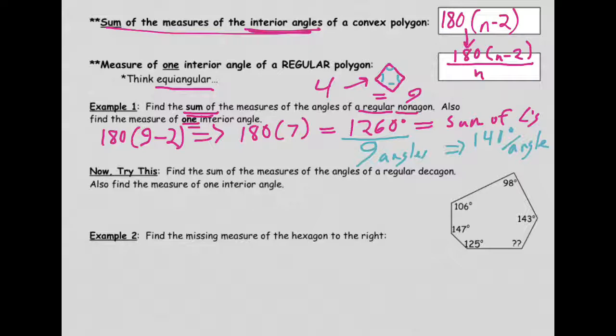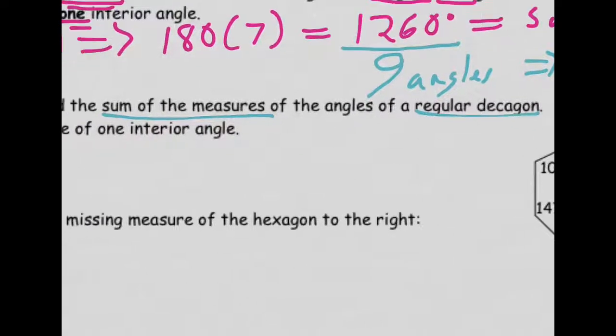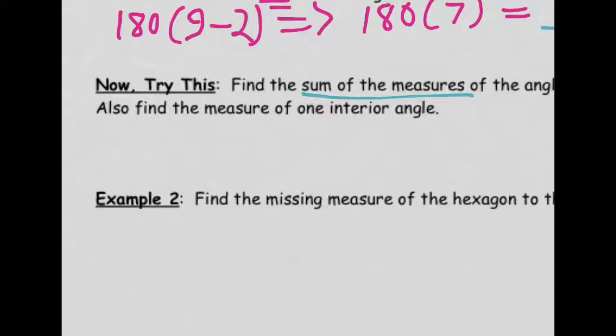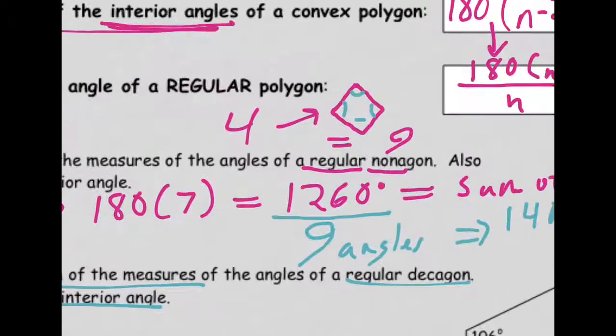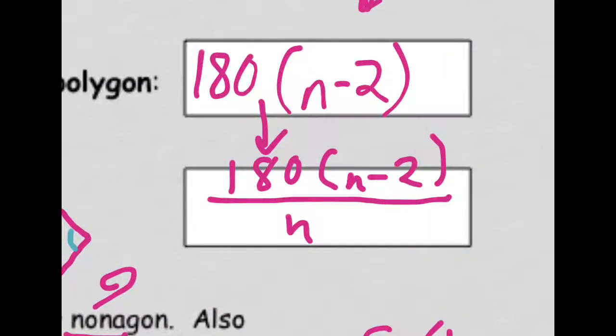Alright, now try this. Find the sum of the measures of the angles, which we've done before, of a regular decagon. Also find the measure of one interior angle. You're looking for the sum of the measures of all of the angles of a regular decagon, and then the measure of one interior angle. So go ahead and try it. I will give you a hint: use that. Go ahead and pause this and try that and see what you get.